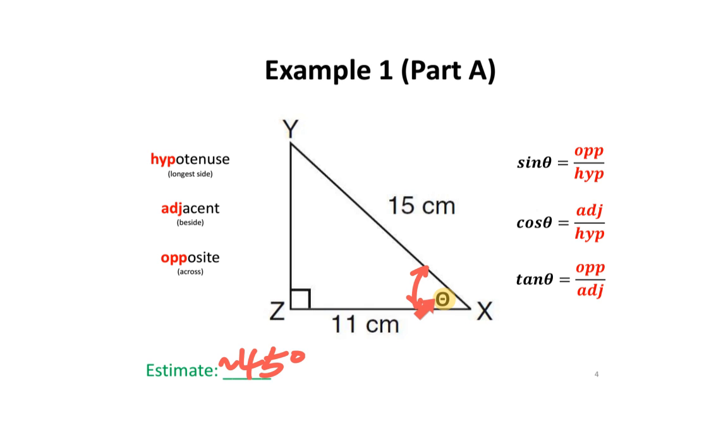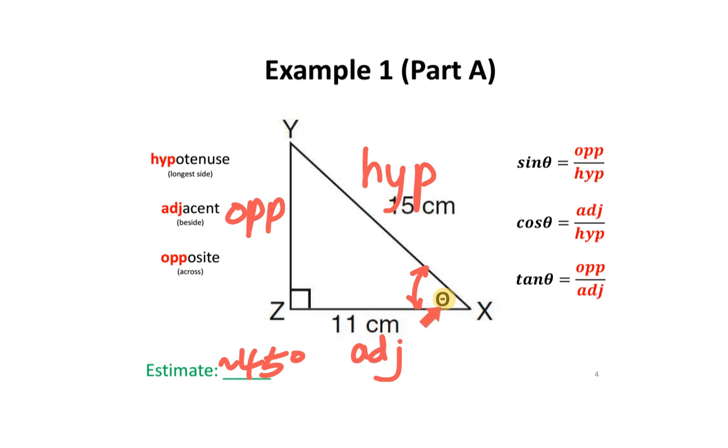Since we are positioned at theta, this side would be the hypotenuse since it is the longest side. This side would be the opposite side since it is located across from us. This side would be the adjacent side since it is located beside us.